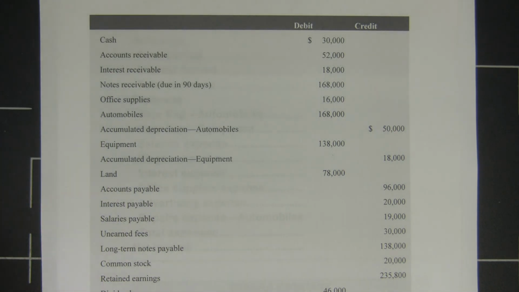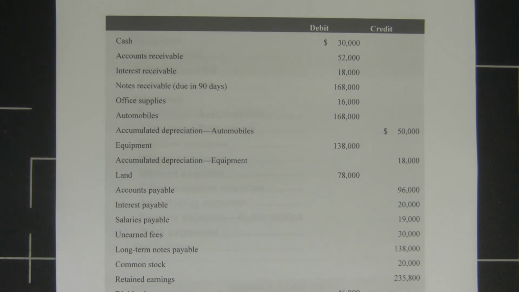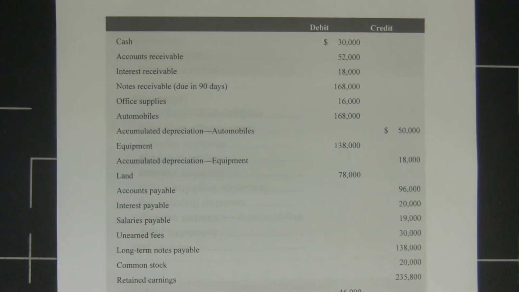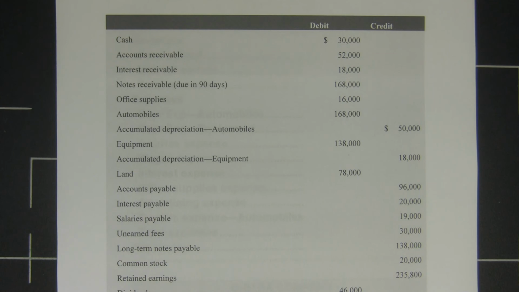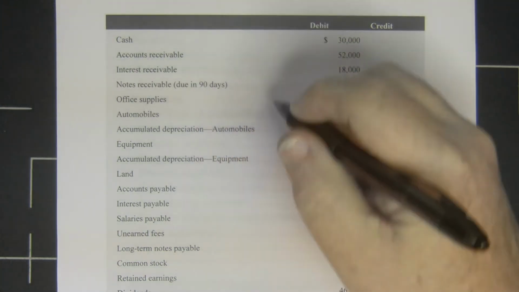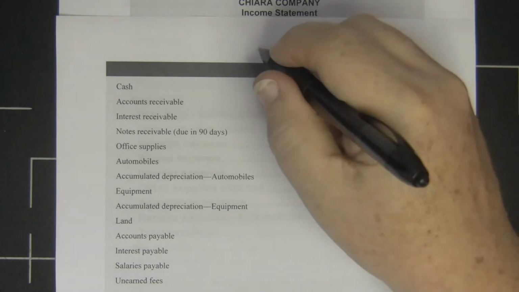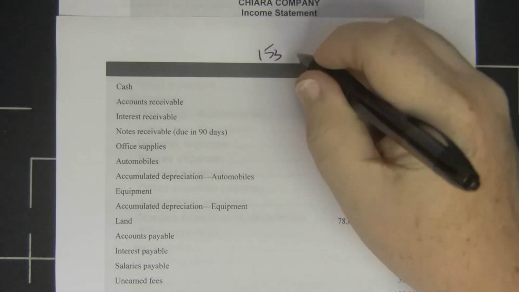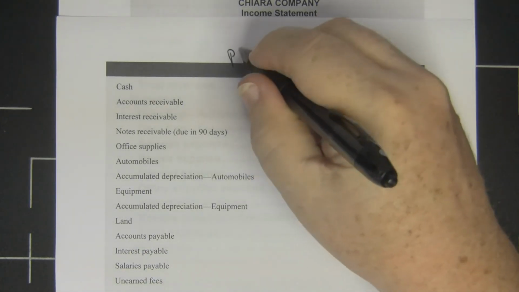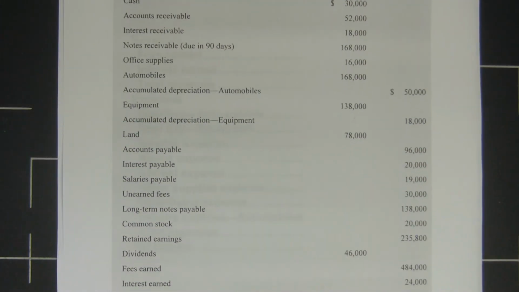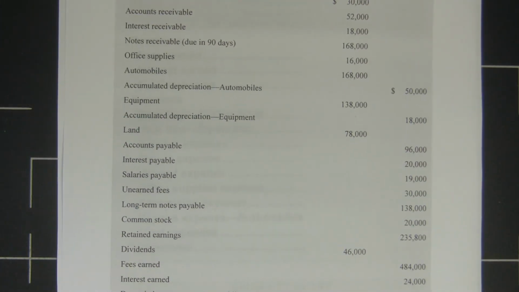Okay, problem 35A is a review and a wrap up of everything we've talked about. We start with a trial balance, and they tell us that this is the adjusted trial balance, from page 153 of the text. So this is the Chiara Company, and it's on page 153. And they say this is the adjusted trial balance.